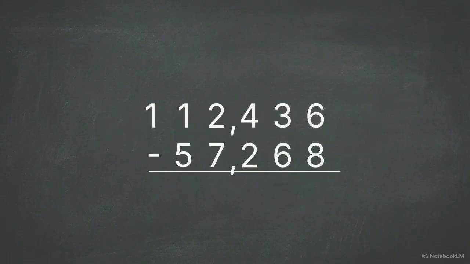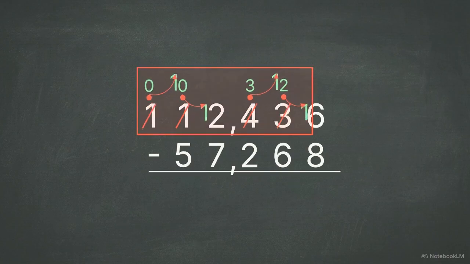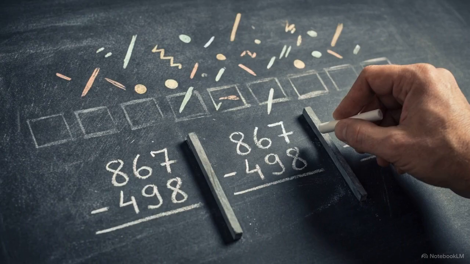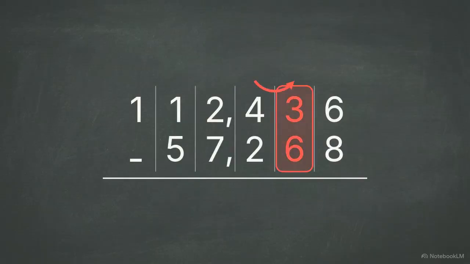Take the equation 112,436 minus 57,268. To solve this, a student must constantly update multiple changing variables. They borrow from the tens, cross out the hundreds, carry a 1, and track a chaotic cloud of slashes and dots floating above the original numbers. This forces the human mind to perform a state-dependent operation, where the resolution of one column is entirely blocked until the adjacent column is modified.